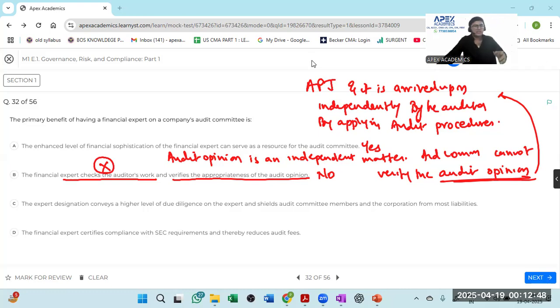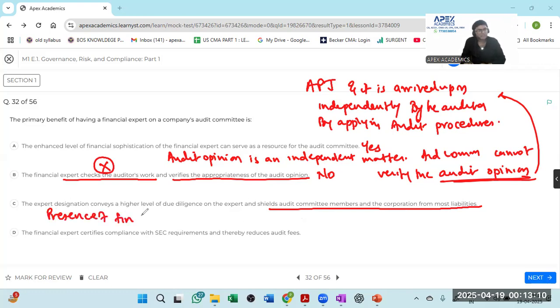Please try to understand. So anyway, here the expert designation covers a higher level of due diligence on the expert and shields the audit committee members of any liabilities. It was clearly written in your statement about financial expert. Presence of financial expert does not shield audit committee from any liabilities. This can't be the answer.